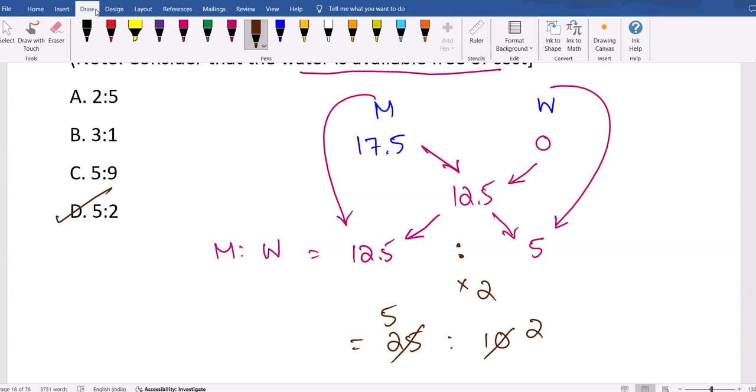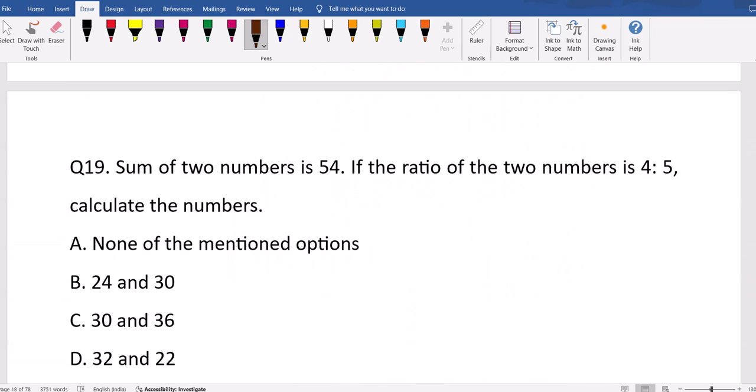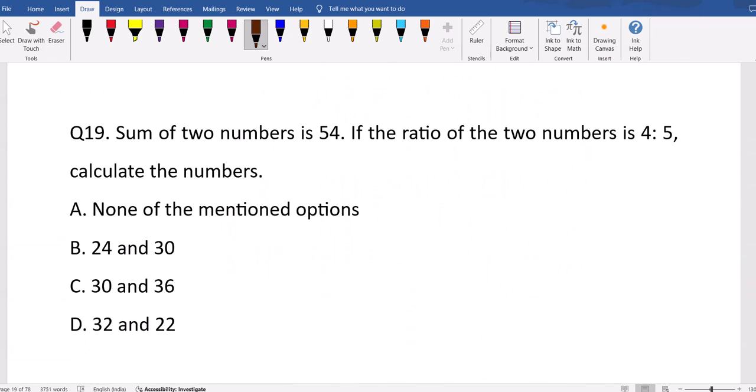So the milk which costs 17.5 rupees now becomes 12.5 after you add water, and the mentioned water cost is free. Suppose the water cost is 10 rupees per liter, let us say the milkman is adding mineral water. Then the difference between 10 and 12.5 is 2.5. Likewise it will come. They said the water cost is free, but sometimes they may mention 2 per liter also. Then accordingly you handle it. Pretty much an easy question.